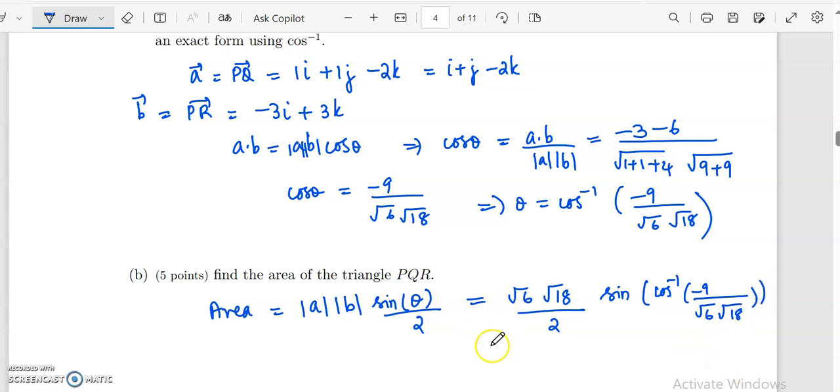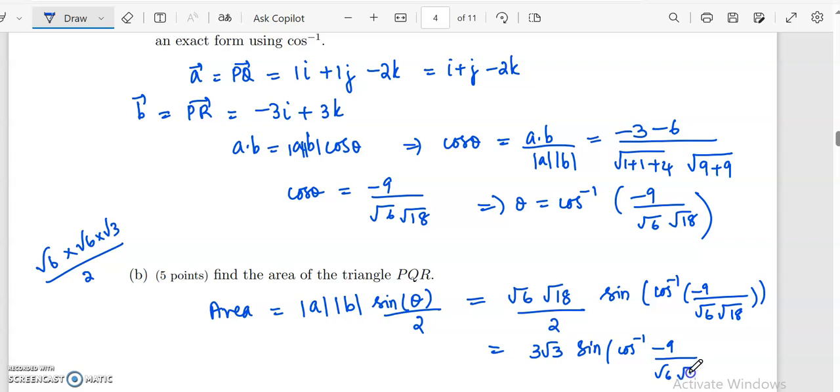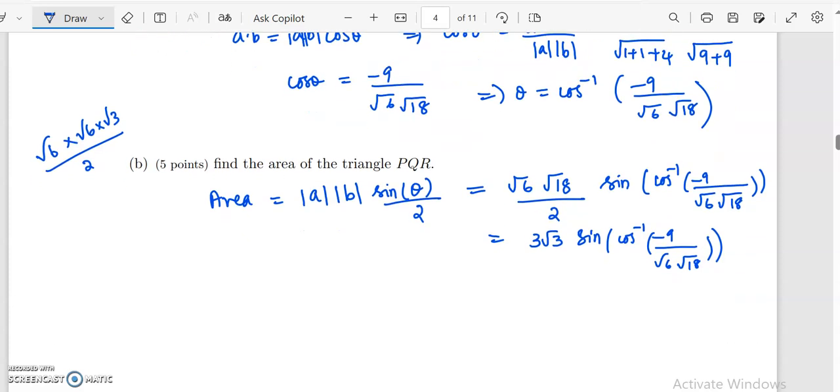So that will be equal to, here we'll get root 6 into, now root 18 will be root 6 into root 3 by 2, so we'll get 6 by 2, which is 3, so that will be 3 root 3 sine cos inverse of minus 9 by root 6 into root 18. So that will be the required area.